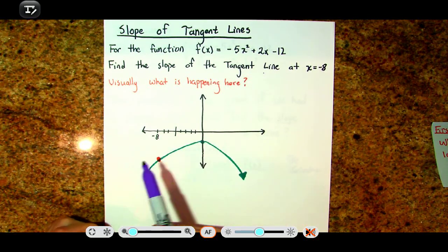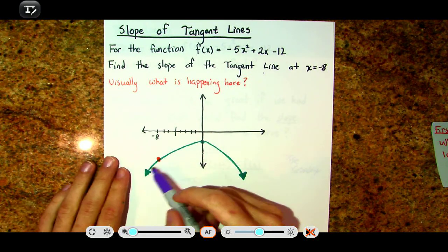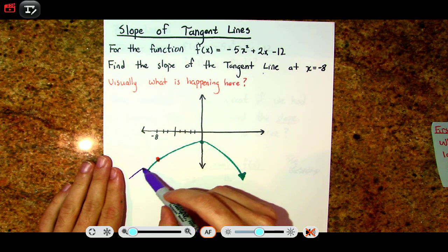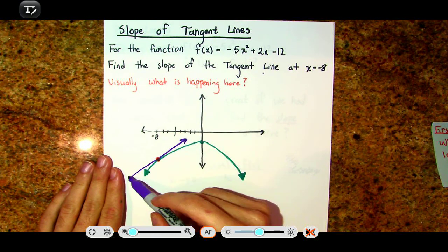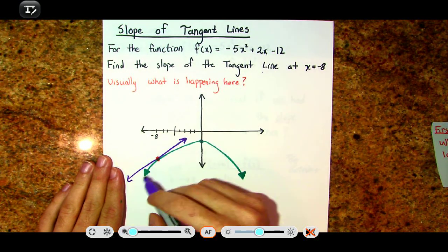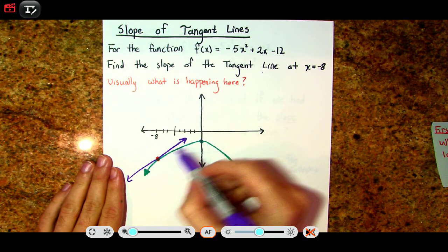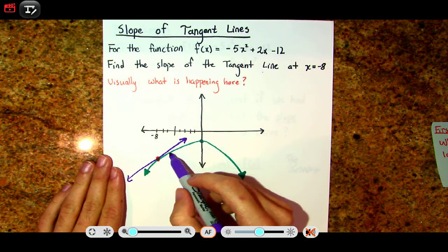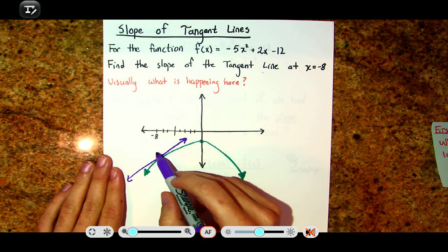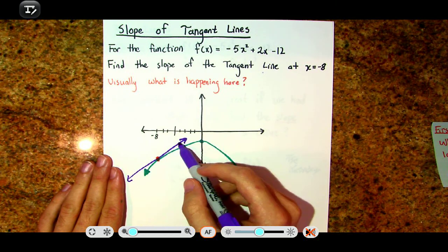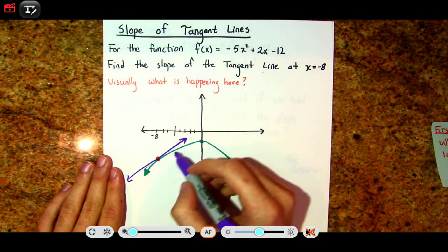We want to draw a tangent line that looks like this. Congratulations, you drew your tangent line, but the question we want to find out is, what is the exact slope of this tangent line at this point on the curve?